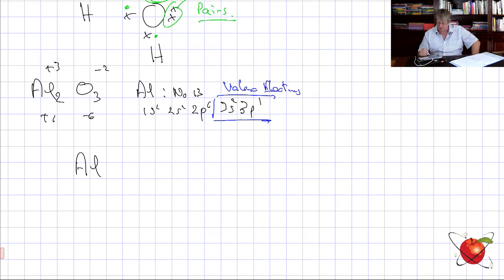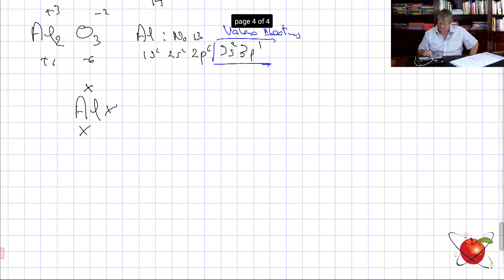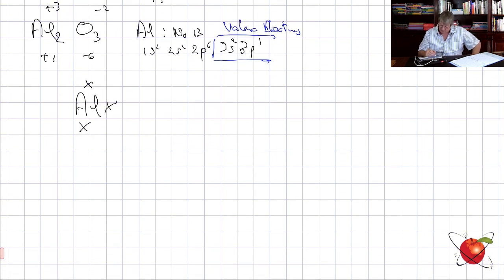The valence electrons I draw. So aluminium's only got 3. Okay, so let me go back and put it as black, 2, 3. Let's do that, right? Now I've got to have 2 of these aluminiums, haven't we? We've got to have another aluminium. 1, 2, 3.